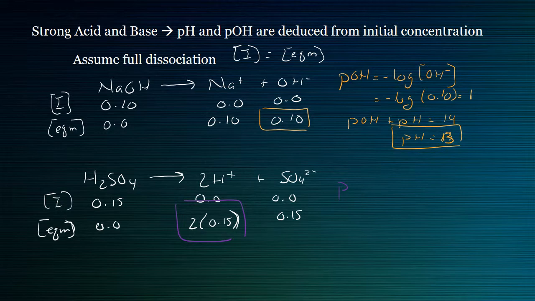So then we can take the pH. And remember, 2 times 0.15 is going to be 0.30. And that's going to give you a pH of 0.52, an extremely acidic solution. And so you could do the same thing for hydrochloric acid or nitric acid, and you're going to see that sulfuric acid is stronger than the other two because it releases 2 protons per compound that it dissociates into.